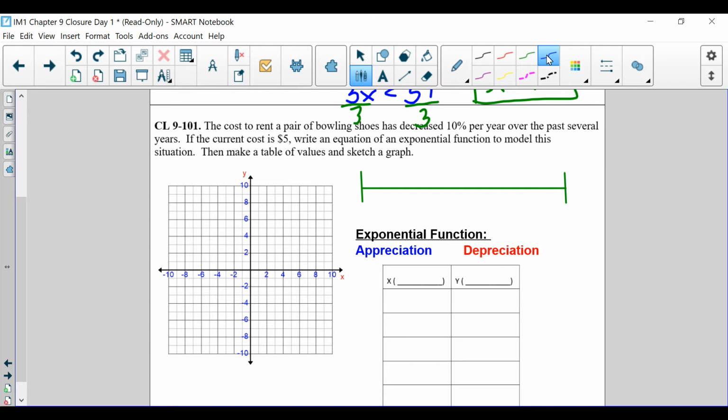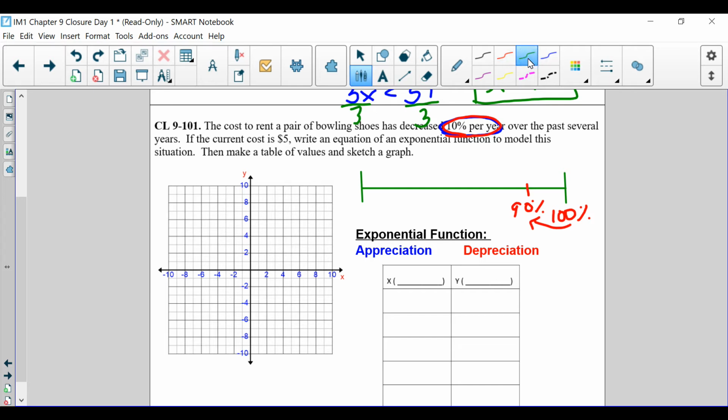Also, it's talking about exponential, so remember that we want to use our exponential formula, which is y is equal to a times b to the x power. Okay, so that's what we're going to do. But first it says decreased by 10% per year. So if we're at 100 and it decreased 10% per year, that means we're here at 90%.